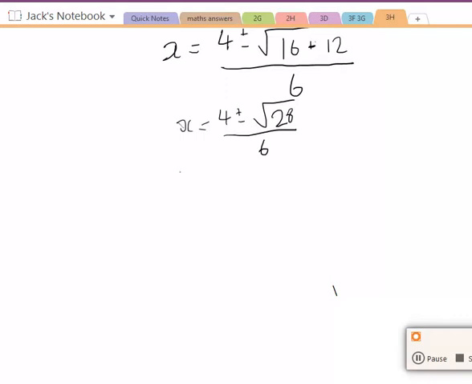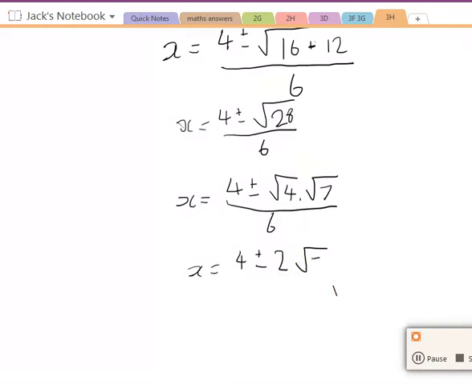And then just going back to surds, which we've done for the past year, 4 plus minus, break that down to what's the square factor of 28? Root 4 times by what? It's root 7, gives you root 28 all over 6. Now you do that so you can simplify down further. 4 plus minus square root of 4 is 2, root 7 all over 6. Think you're done? Not quite yet.